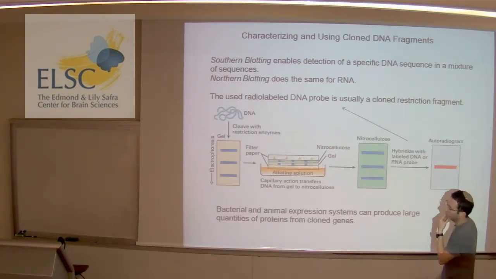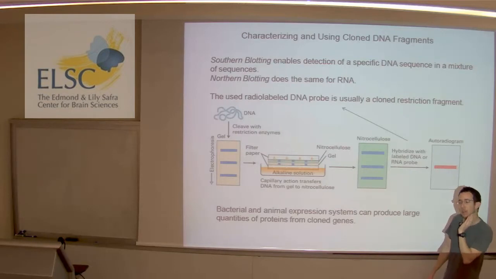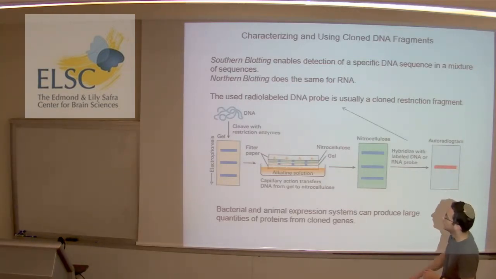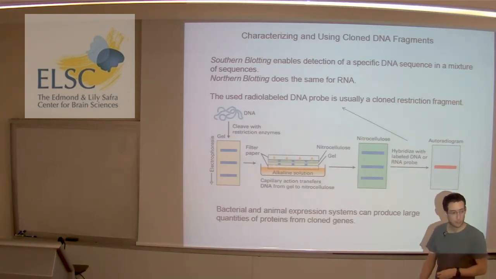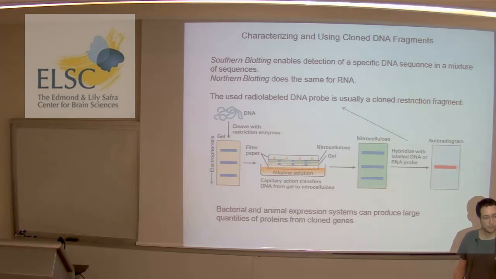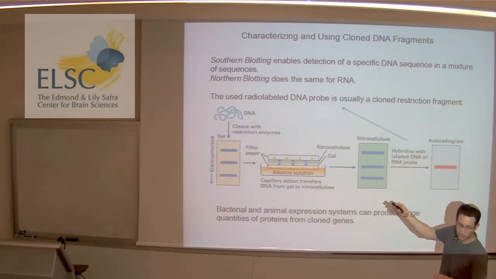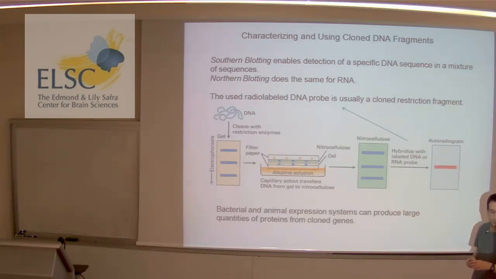Now, we have characterized the DNA fragment fully, in the sense that we got its whole sequence. Now, what can we do with it? One thing we can do is use it as a probe to determine if there is a specific DNA fragment in some DNA mixture that we've extracted from a certain organism, for instance. What we call the assay, that's called Southern blotting, enables detection of a specific DNA sequence from a mixture of DNA.